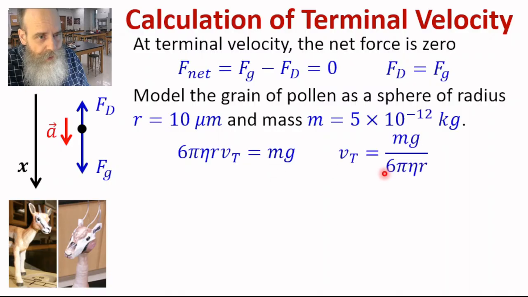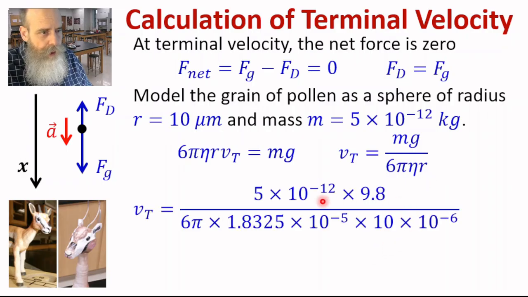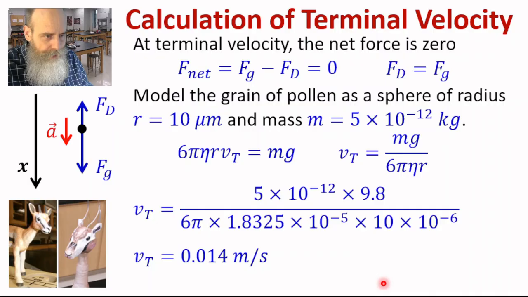Let's solve this for Vt. Vt equals mg over 6 pi eta r. Let's put in our numbers. Mass is 5 times 10 to the negative 12. G is 9.8. 6 pi, 1.8325 times 10 to the negative 5. That is the viscosity of air. And then the radius of the grain of pollen is 10 times 10 to the negative 6. And we get 0.014 meters per second.